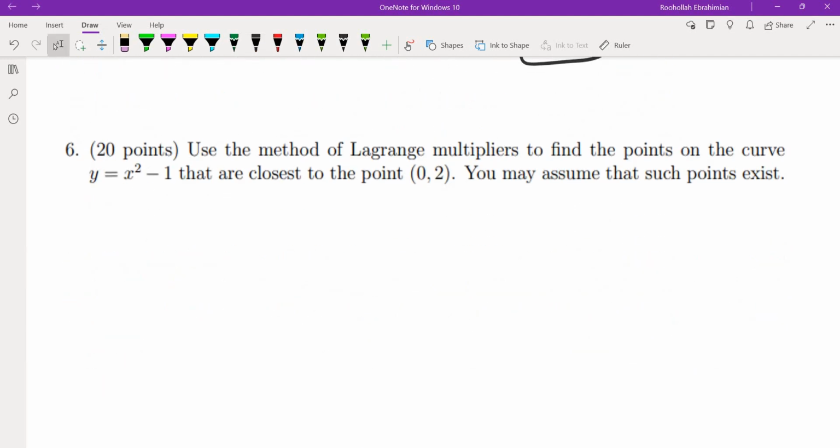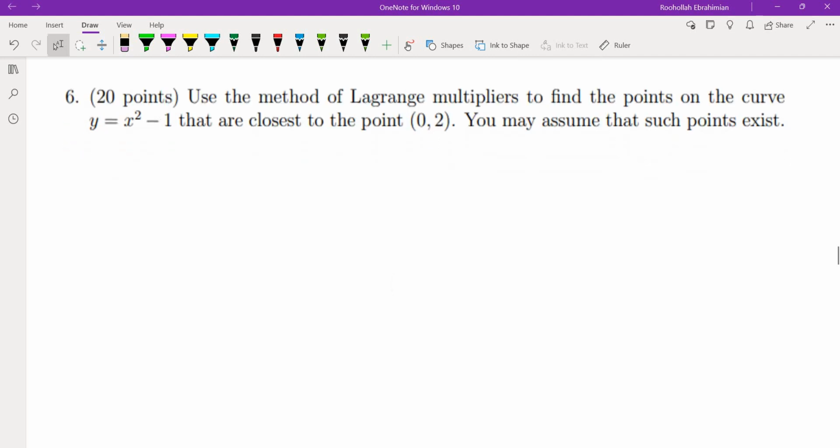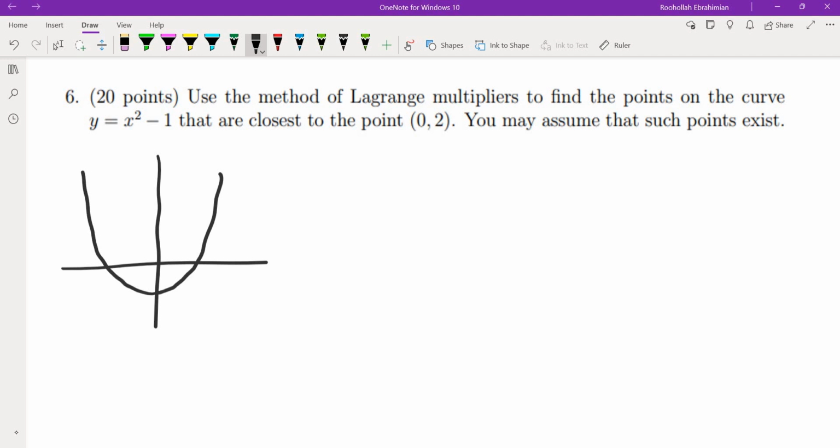Use the method of Lagrange multipliers to find the points on this curve that are closest to (0, 2). So we have the curve y equals x squared minus 1. The intersections with the x-axis are 1 and -1. And we are trying to find the point closest to (0, 2). So it is this point, or maybe a little bit higher right here.